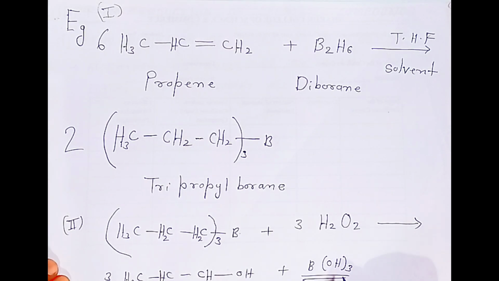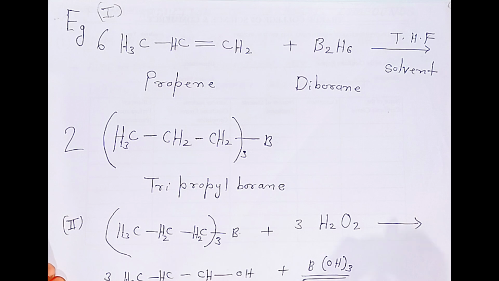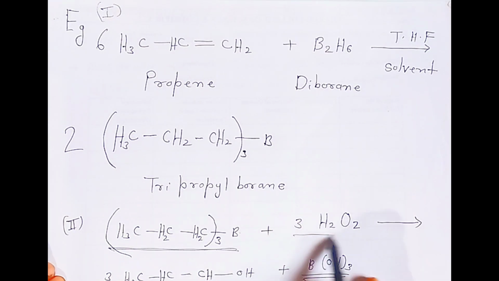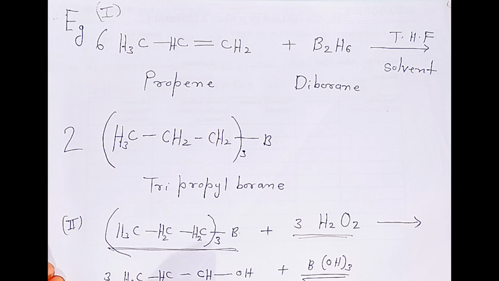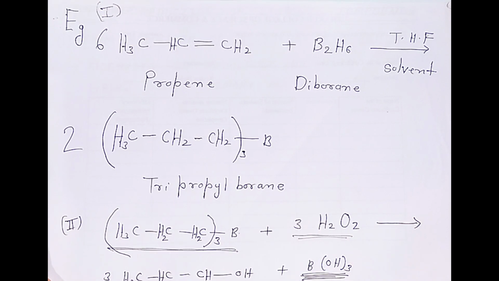Boron hydroxide, you can say, or boron trihydroxide, you are getting. So, students, there is a formation of propyl alcohol. So this is tripropyl borane. 1 molecule of tripropyl borane reacts with 3 molecules of H2O2 and gives you 3 molecules of propyl alcohol and 1 molecule of boron hydroxide. Second example, students, hydroboration.